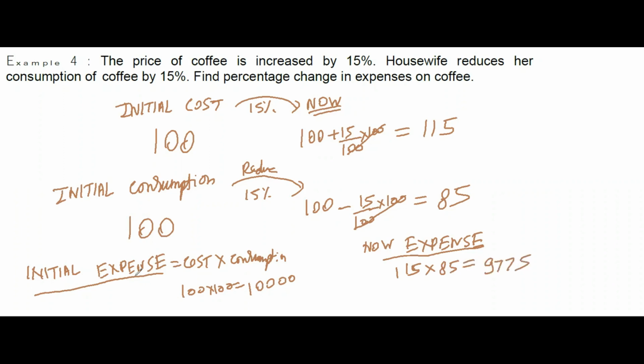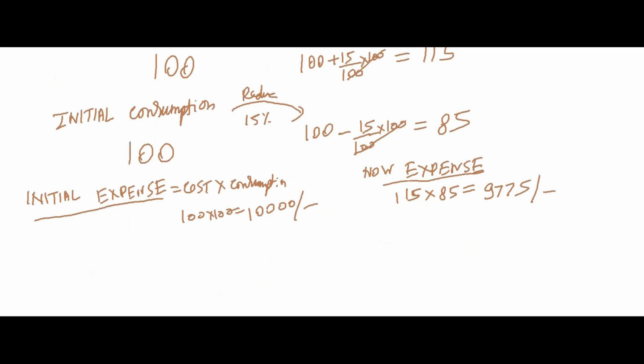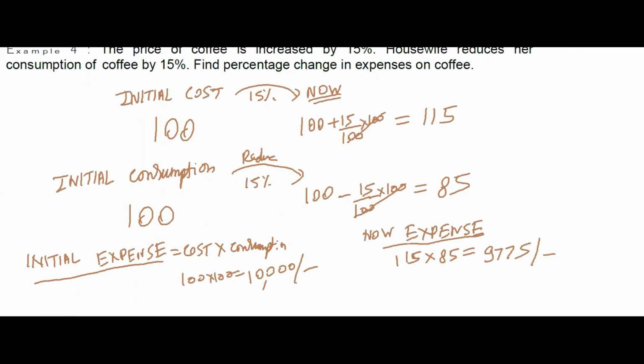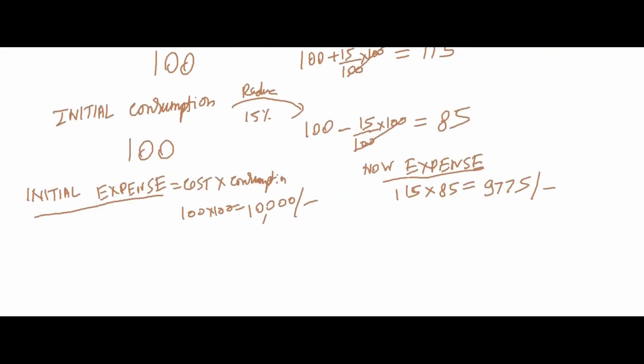So initially your expense was this much, and now after the increase it becomes 9775. So this is because the consumption decreased, right? My initial expense is 10,000, and my final expense is 9,775. So this has gone down. So what is the question? In the question they say find the percentage change in expense on coffee.